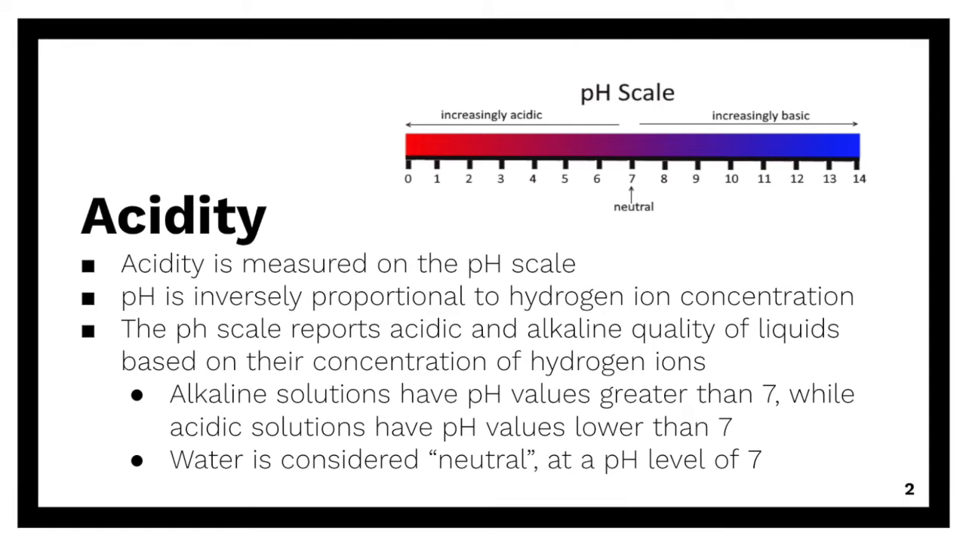Acidity is measured on the pH scale. pH is inversely proportional to the concentration of hydrogen ions in liquids. Acids fall between 0 and 7 in pH, while bases fall between 7 and 14. Some liquids, such as water, are considered neutral, meaning that they have a pH of exactly 7.